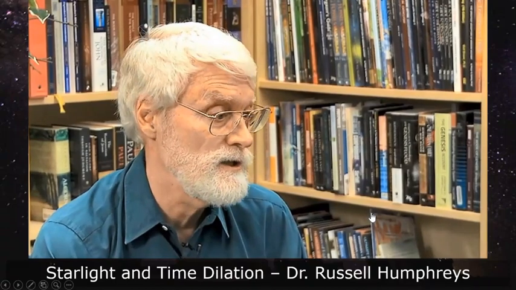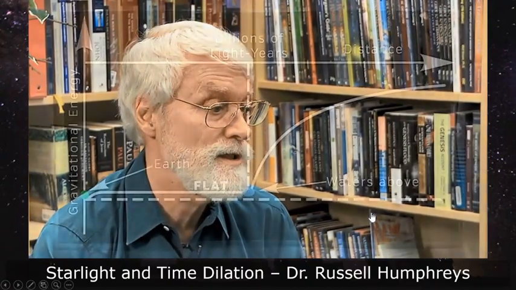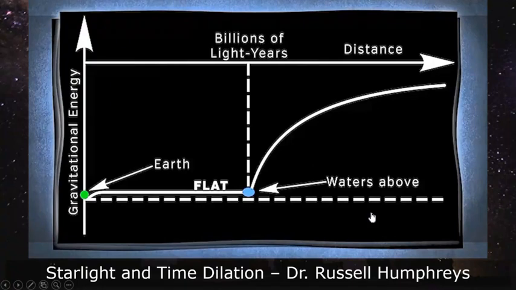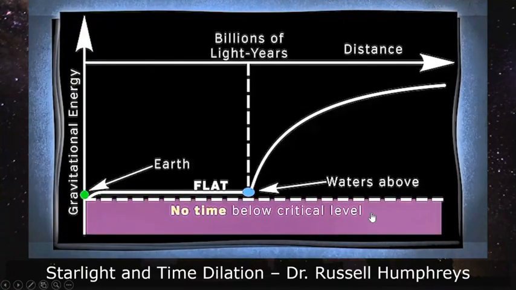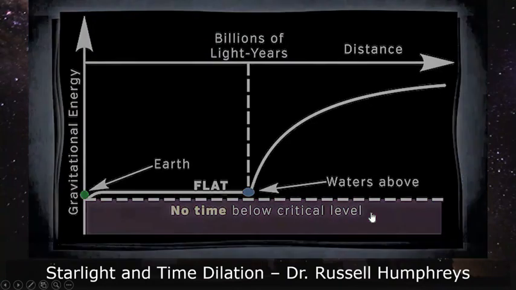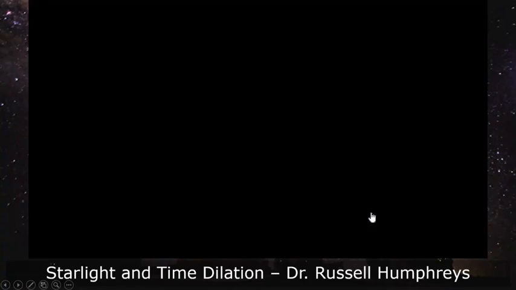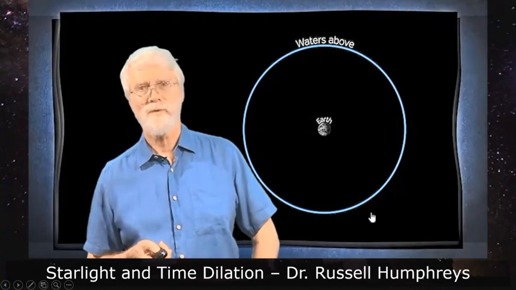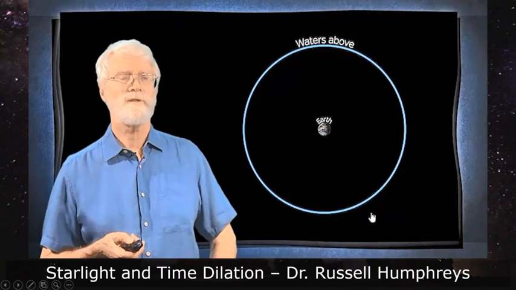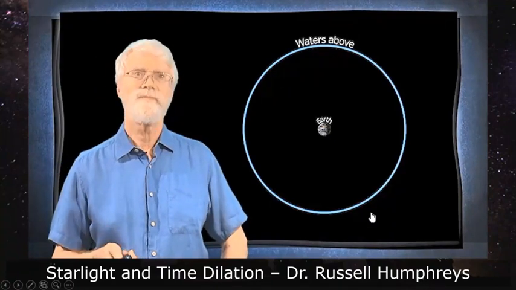That's right above a certain critical depth of gravitational energy, where interesting things happen to time in Einstein's equations. So what happens to time is that below that critical level, there is no time. Time doesn't tick. You don't notice, you can't think, and there is no light, so it's dark. Here I'm going to begin to show you why this effect is so important in cosmology.